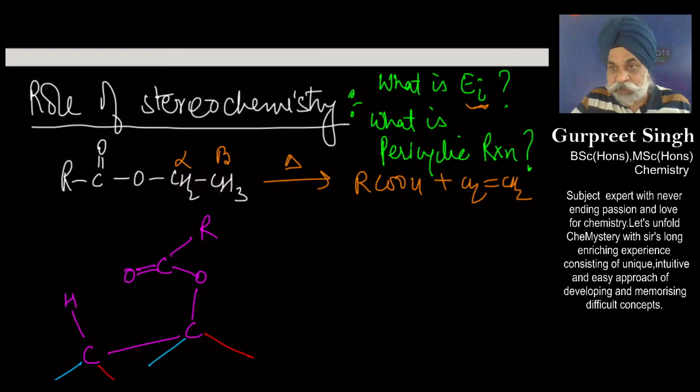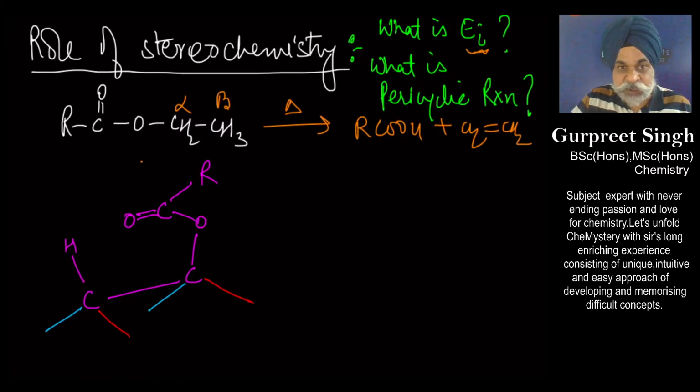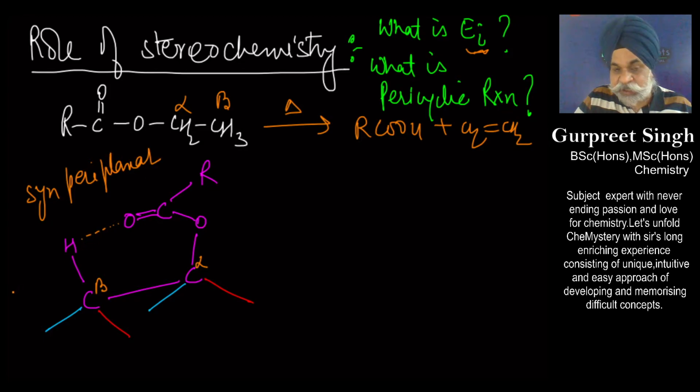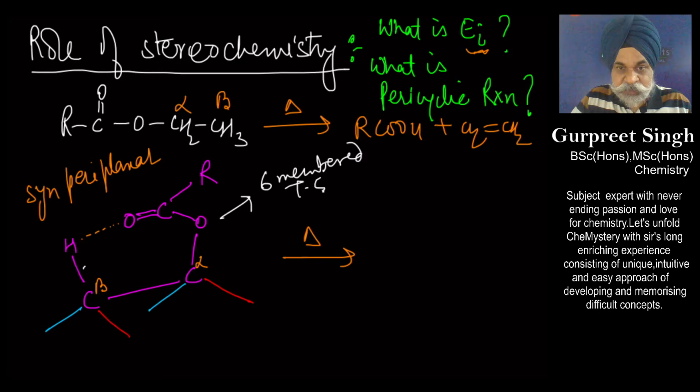So how does it look like? It would look like this one. So if I show this to be alpha and this to be beta, now you could see that this beta hydrogen, when they are in syn periplanar geometry, what would happen? So this can interact, and once you heat it, what you would get is something like this six-membered transition state. Six-membered transition state is being generated.